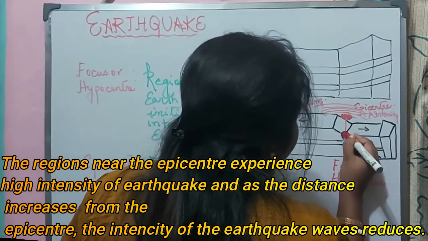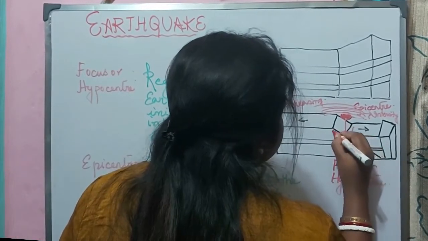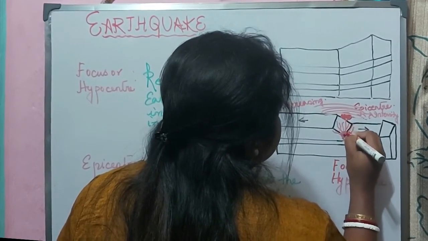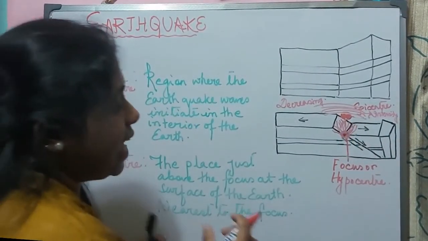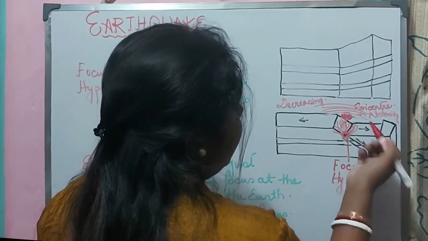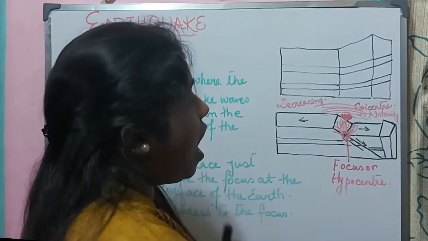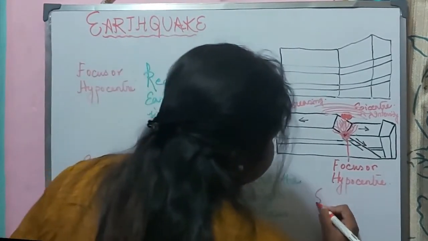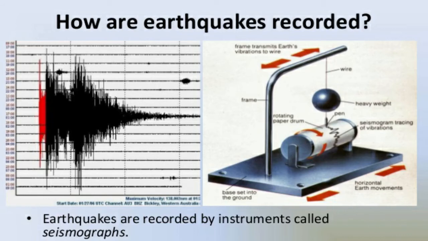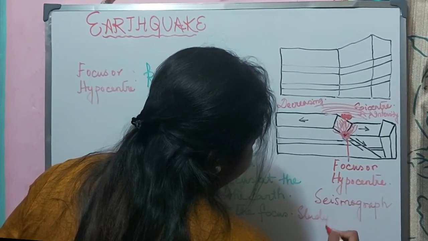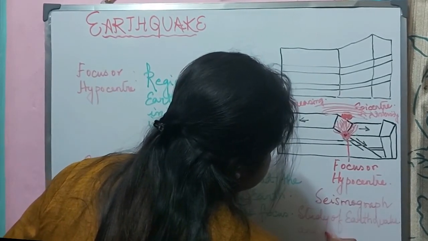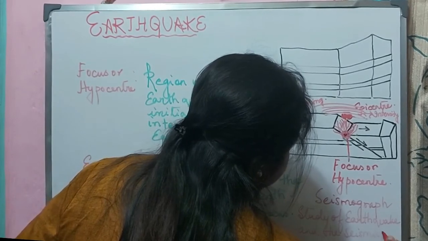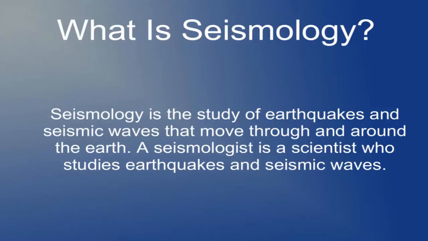So the earthquake causes what? Waves that travel in all directions. It releases energy and this energy generates waves that travel in all directions. Now these waves are recorded in what? Recorded in a seismograph. And the study of earthquakes and the seismic waves or the earthquake waves is called seismology.